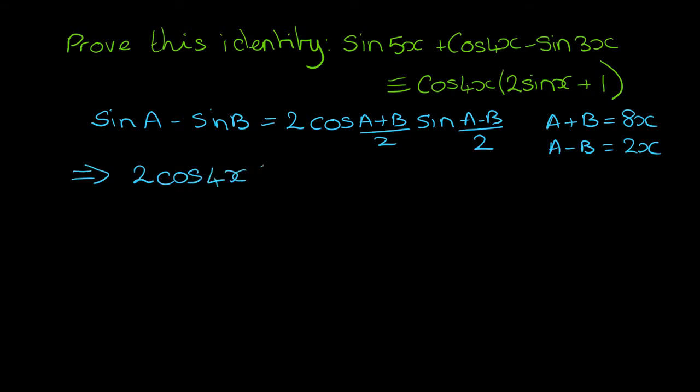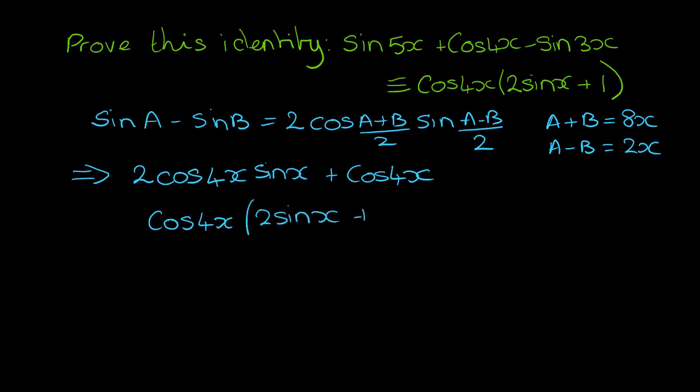Then we add on the cos 4x we had before. So we factorise out the cos 4x and we get cos 4x brackets 2 sine x plus 1.